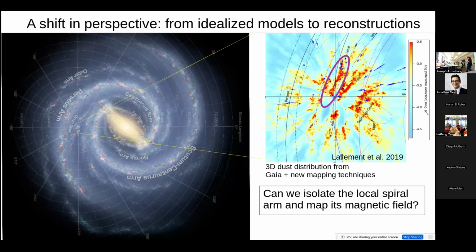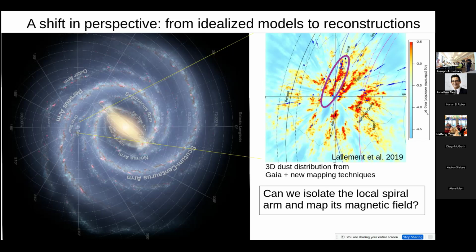We've started to do this for different structures around the sun, and for the rest of the talk, I'll just focus on one feature of the local ISM environment. On the left, I'm showing you this idealized model of the galaxy, which you might have seen before. On the right, I'm showing you an actual 3D reconstruction of the dust distribution that came from inverting the extinctions of stars at known distances. So on the right, we actually have a map, not an input model.